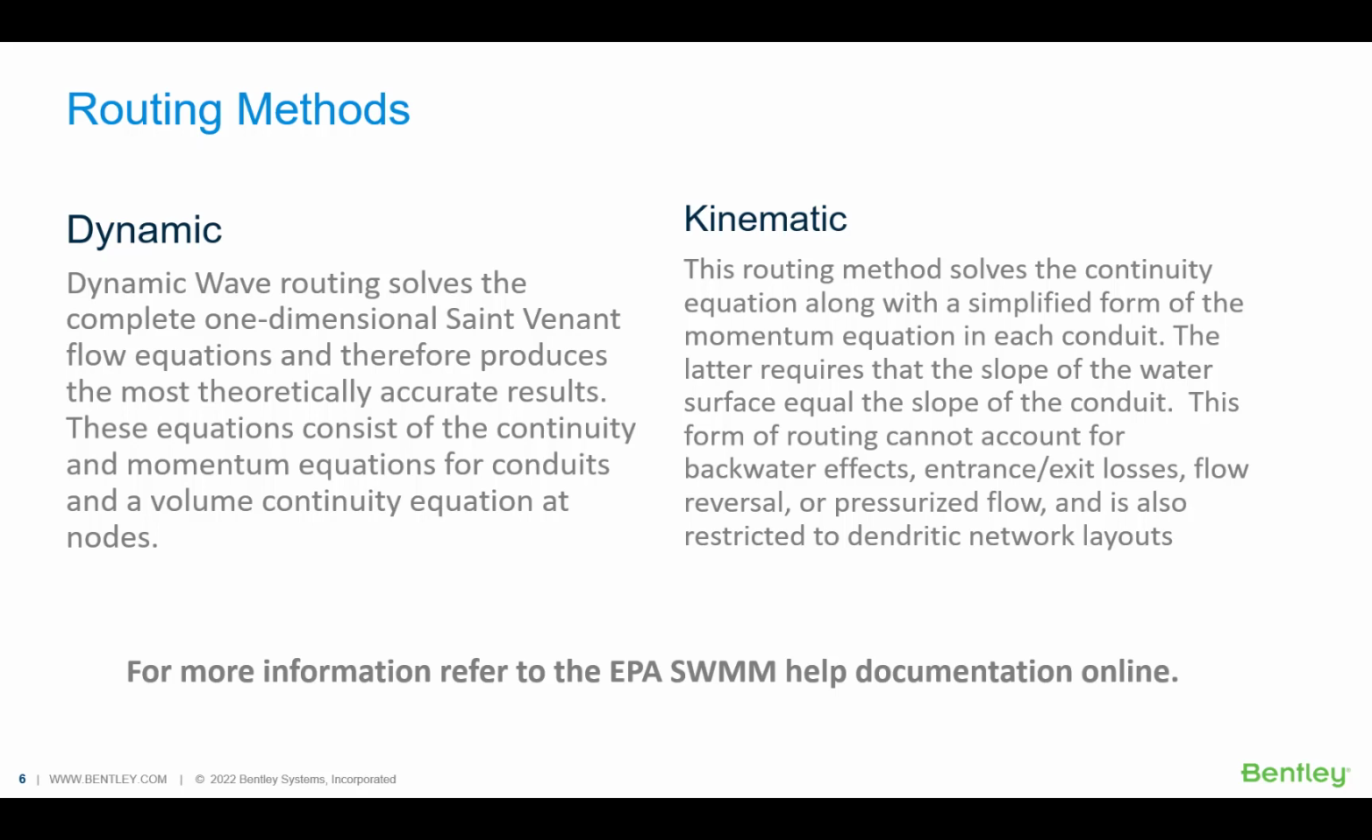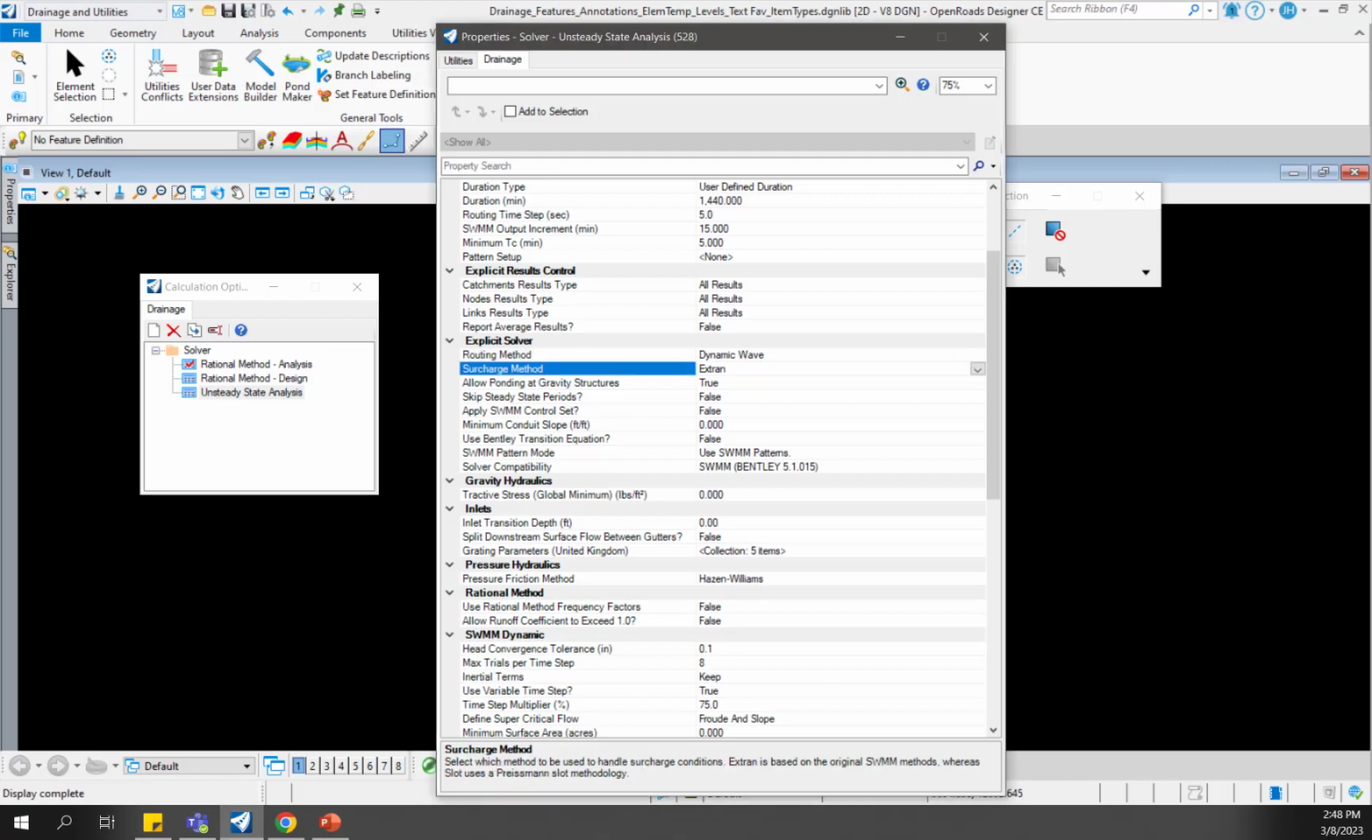The kinematic method solves the continuity equation along with the simplified form of the momentum equation in each conduit. The latter requires that the slope of the water surface be equal to the slope of the conduit. If you're using this form of routing, you cannot account for backwater effects, entrance and exit losses, flow reversal, or pressurized flow. And then next we'll choose the surcharge method.